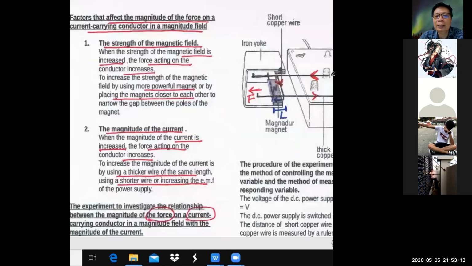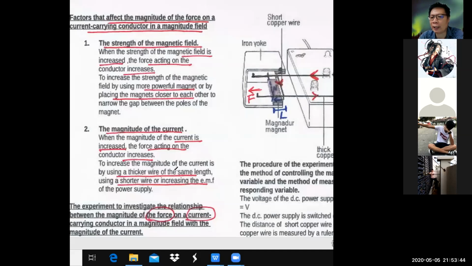Okay, the second one, the magnitude of current. You make the current stronger, so the force becomes stronger. When the magnitude of current is increased, the force acting on the conductor also increases. To increase the magnitude of current, you can use a thicker wire, same length.